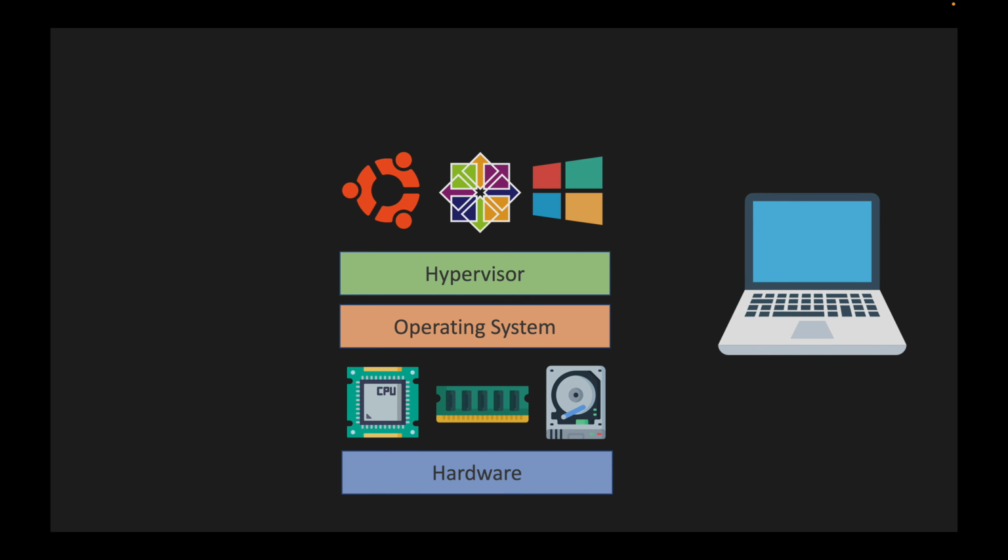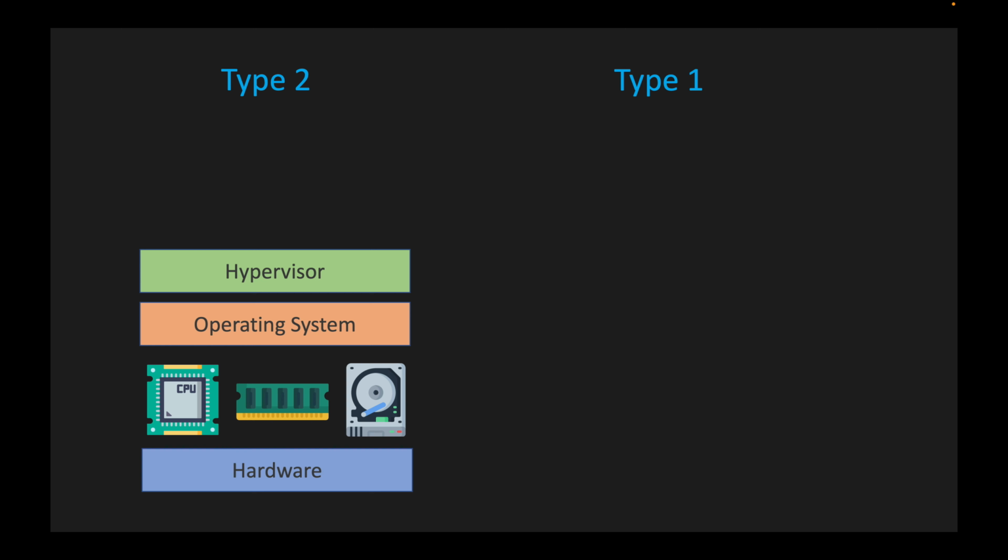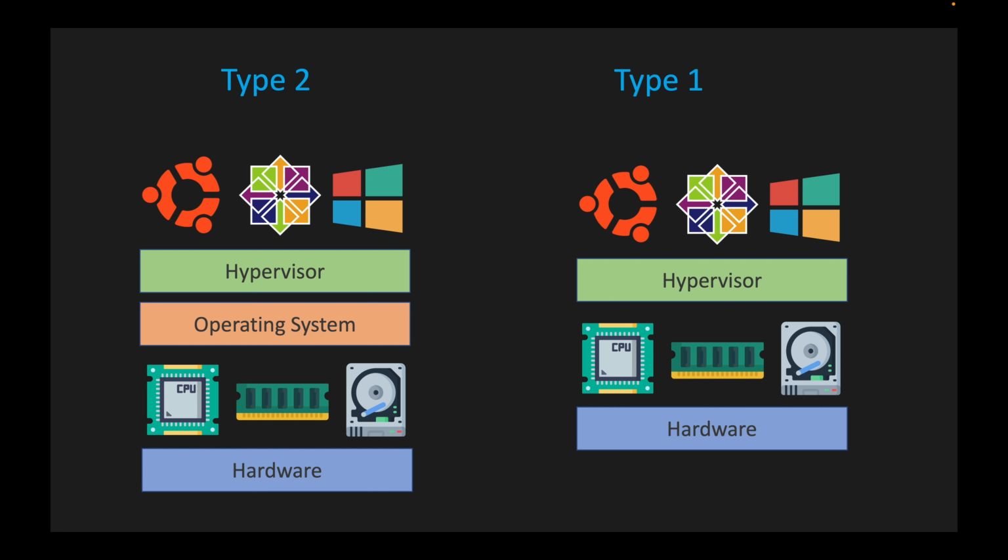There are two types of hypervisors, type 1 and type 2. Type 2 is actually what I just described. We have hardware resources and then we have a host operating system. On top of it, we have the hypervisor, and on top of the hypervisor, we install different operating systems. However, in a type 1 hypervisor, we install the hypervisor directly on the hardware itself, which means that the hypervisor controls hardware resources directly. We don't need a host operating system, and since we install it on the hardware itself, a type 1 hypervisor is also called a bare metal hypervisor.